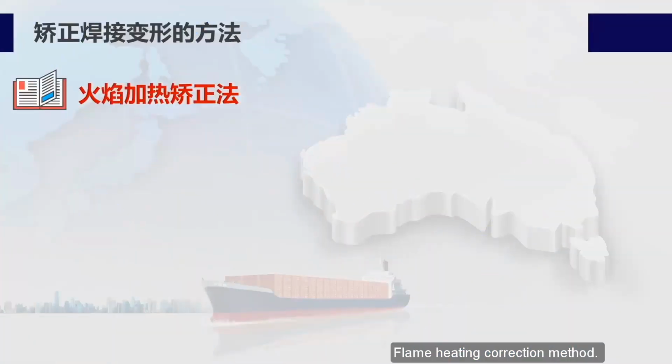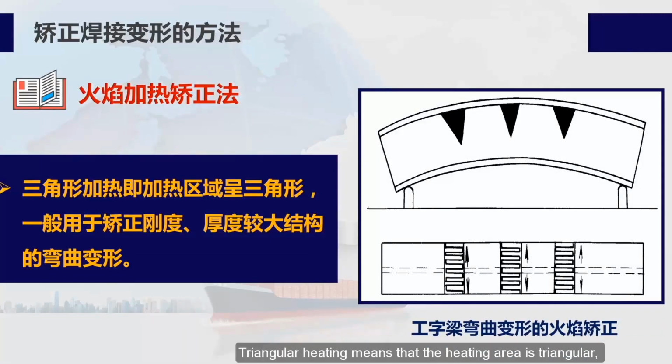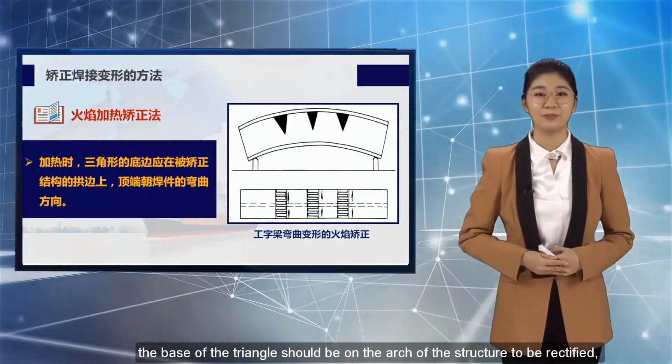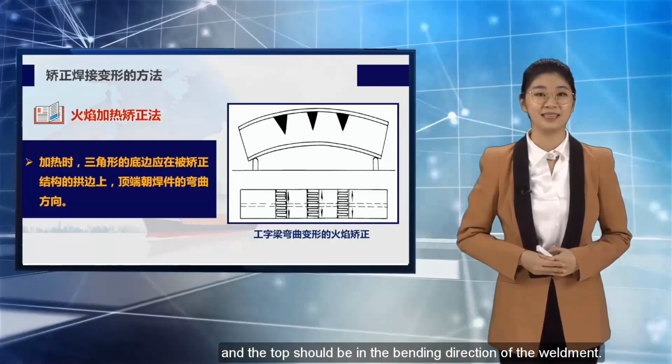Flame heating correction method. The picture shows the flame correction of the bending deformation of the I-beam. Triangular heating means that the heating area is triangular, which is generally used to correct the bending deformation of structures with large stiffness and thickness. When heated, the base of the triangle should be on the arch of the structure to be rectified, and the top should be in the bending direction of the weldment.